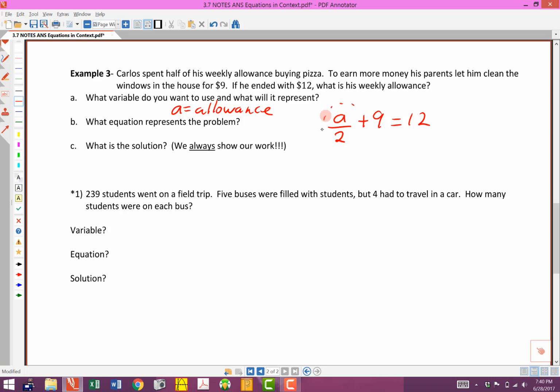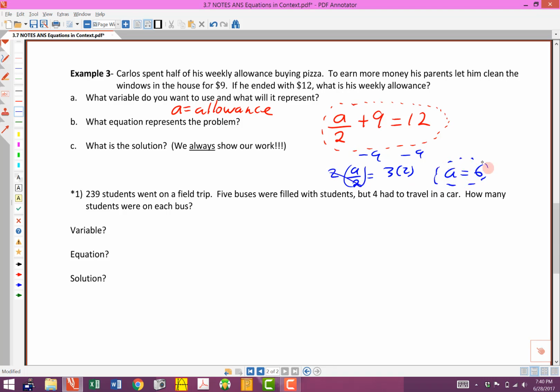Again, this right here, this is the biggest part of what we're learning how to do today, being able to translate what happened in a problem and put it into an equation. So let's go ahead and solve this. So I'm going to change colors again. I'm going to subtract 9, so I get A over 2 equals 3, and then we're going to times both sides by 2, so cancel there, so we get A equals 6.